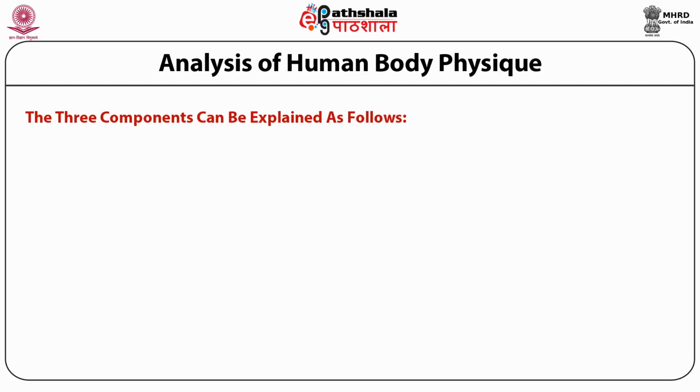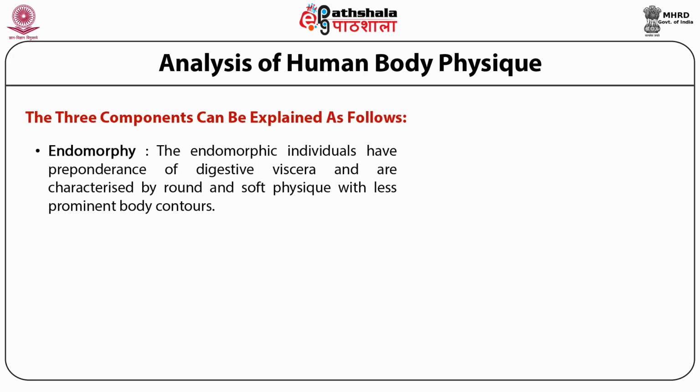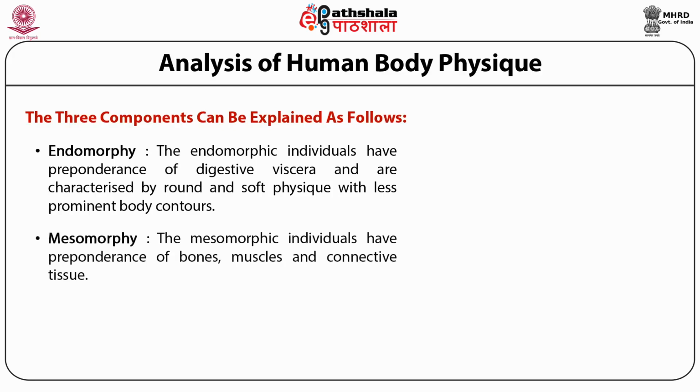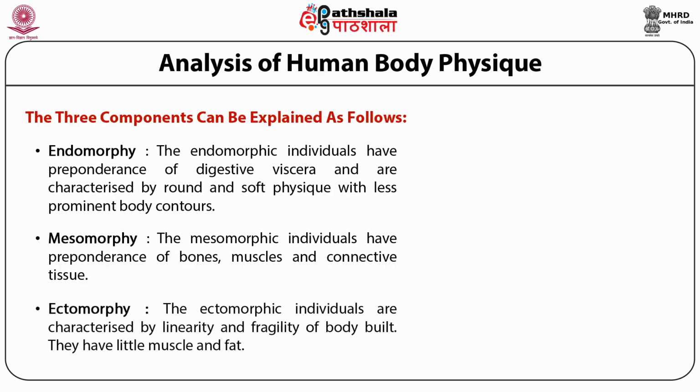Now we can understand what the three components mean. In endomorphic individuals, there is a preponderance of digestive viscera, and they are characterized by a round and soft physique with less prominent body contours. The mesomorphic individuals have a preponderance of bones, muscles, and connective tissue. They have a muscular, sturdy, and heavy physique, whereas the ectomorphic individuals are characterized by linearity and fragility of body build. They have little muscle and fat.